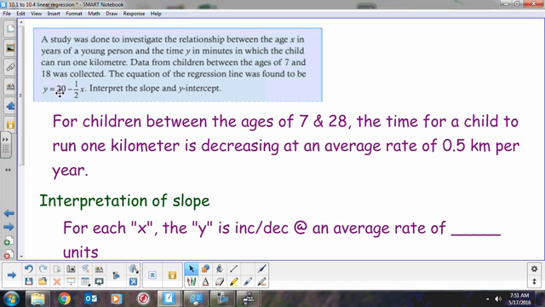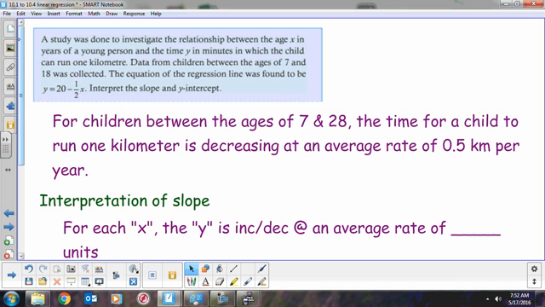Now, this is a y-intercept. That means at time 0, the child can run, what is y? Minutes. It takes a child 20 minutes to run a kilometer. Now let's think about that. At year 0, what's the age of the child? Newborn. Okay? So the y-intercept a lot of times doesn't make sense. So this line is going to be good from 7 to 18.